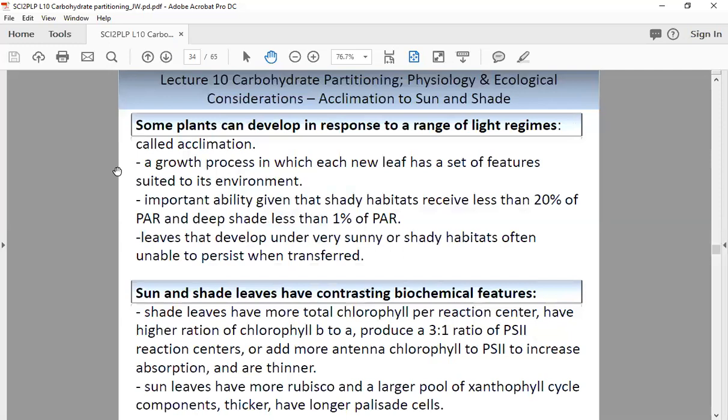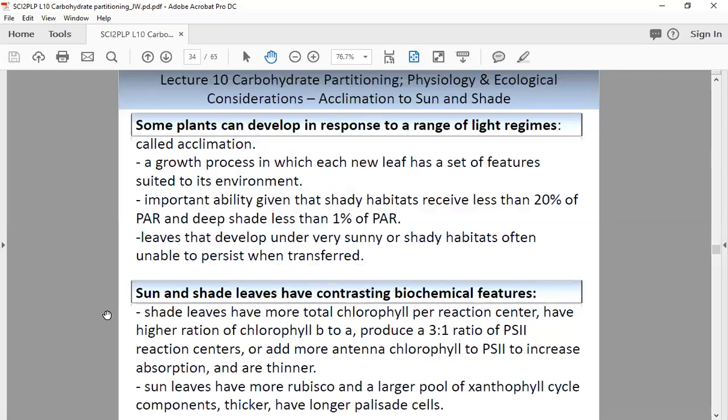And acclimation is a very important ability, given that shady habitats receive less than 20% of PAR and deep shade habitats less than 1%. So in some plants, leaves that develop under very sunny or very shady conditions are really unable to persist when they're transferred to the other type of environment. So in these cases, the leaf will abscise, basically meaning that it just drops off. And if the plant survives, then new leaves that develop are better suited to the new environment.